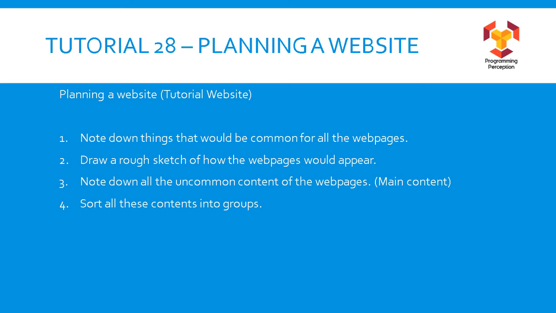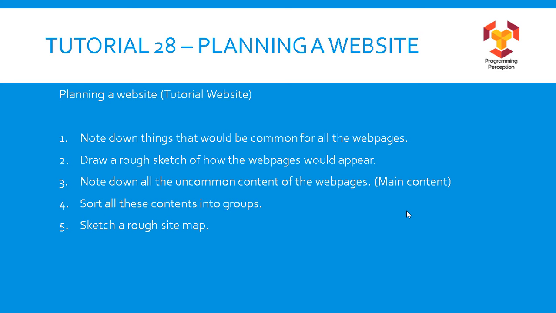After that, we will sort all these contents into groups. And finally, we will sketch a rough site map. So that is going to be the output of today's tutorial. After today's tutorial, we would be able to sketch a rough site map. Now, what is a site map? It's a pictorial representation of the flow of your website, like how the user is going to use your website.